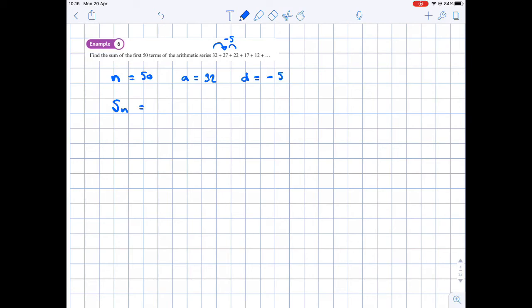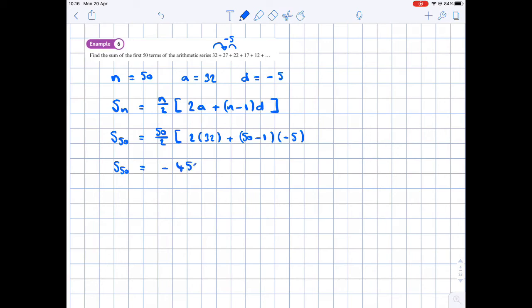Now, writing the formula, the sum of n terms, n over 2, 2a plus (n minus 1) d. So now, just to fill those values in, we want the sum of the first 50 terms. So 50 over 2, 2 times the first term, plus 50 minus 1, times the common difference, which is minus 5. And this gives us a total of, because at this point you could just type it all into your calculator, minus 4525. So it is possible for a sum of a series to be negative.